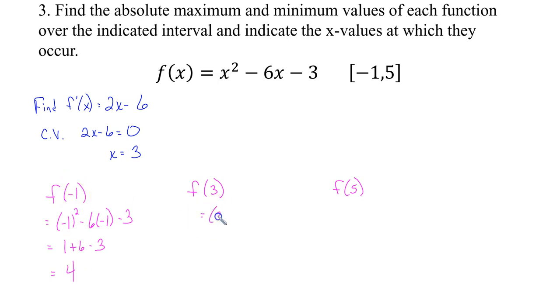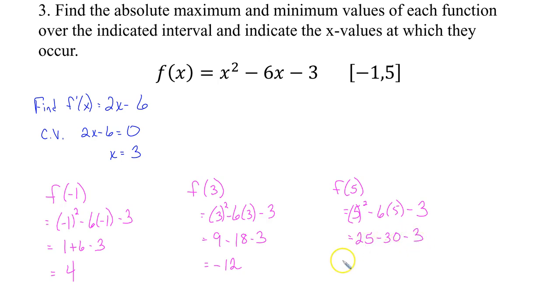We're going to do the same thing here for 3. So 3 squared minus 6 times 3, minus 3, so I'm going to have 9 minus 18 minus 3. So it looks like -9 minus 3 is going to give me a value of -12. So far that's the smallest one, and it's going to occur at 3. And then finally here we have 5 squared minus 6 times 5 minus 3. And so I'm going to have 25 minus 30 minus 3, so that looks like -5 minus 3, and that's going to give me -8.